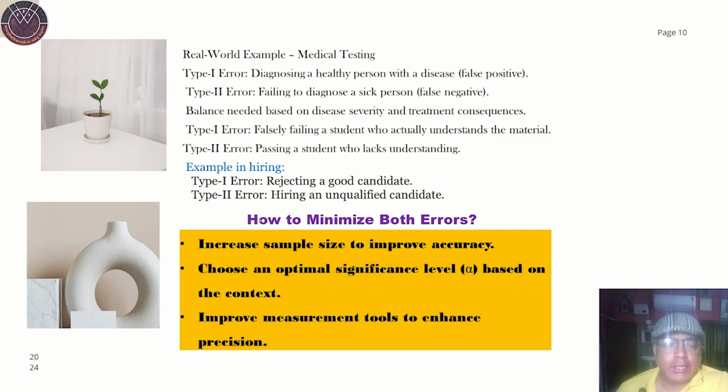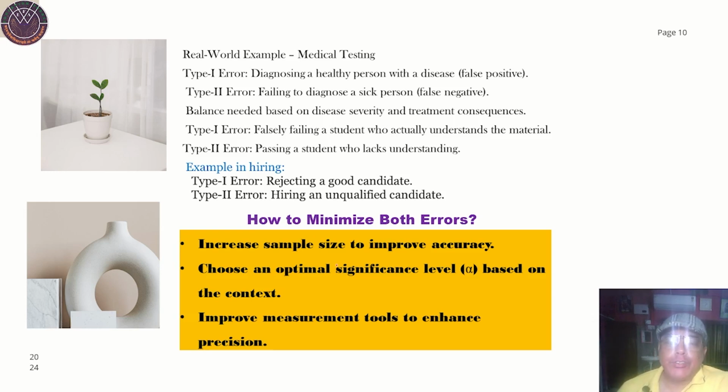Another example, in case of hiring: whenever you are hiring a person, if you fail to recognize a good candidate and reject him, then it is type 1 error. And if you are appointing a person who is not qualified, then it is type 2 error. If the person is unqualified, he is not good, and you are hiring him, then it is type 2 error. So how to minimize the errors?